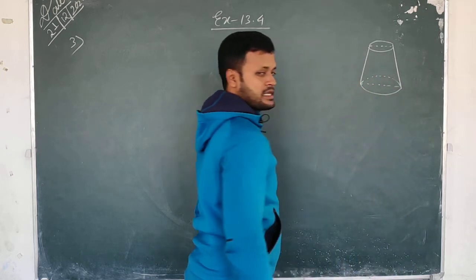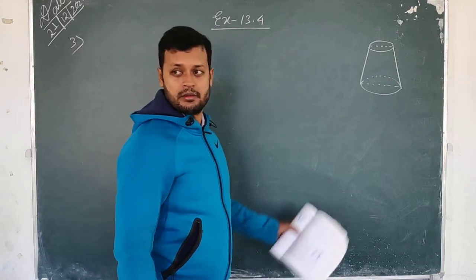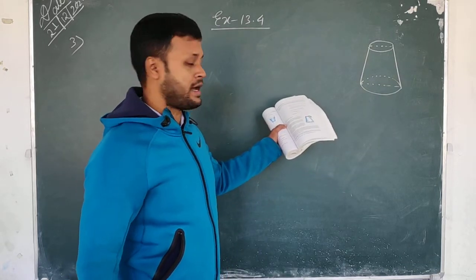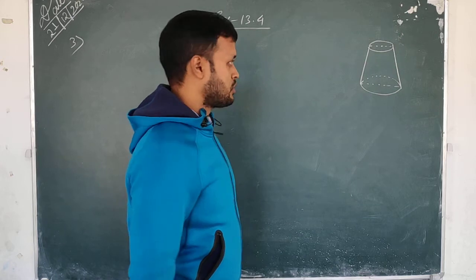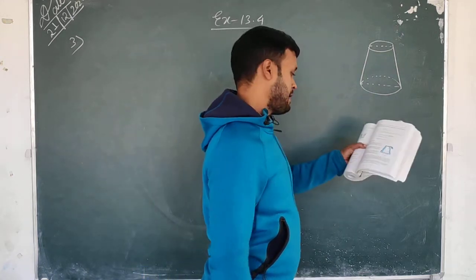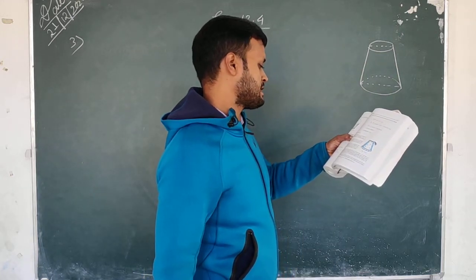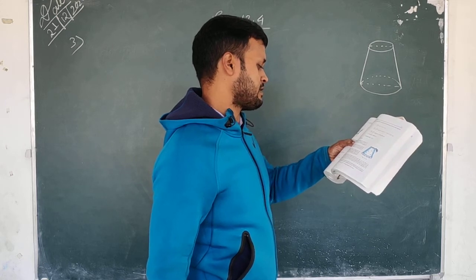I think all of you have seen this kind of cap. Turkish people of the Turkish region wear this kind of cap. So this is a fez cap, and what is given? A fez cap used by the Turks is shaped like the frustum of a cone.